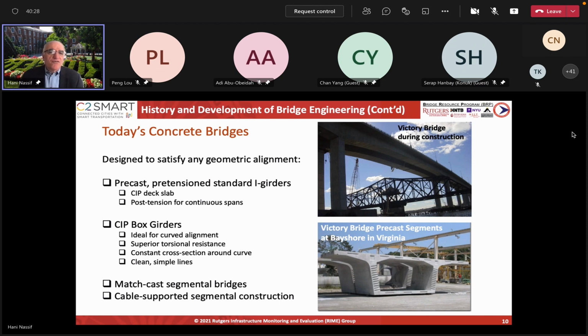So for today's concrete, I just put the Victory Bridge because this is one of the signature bridges in New Jersey. Among all the bridges, I think this is an excellent design. It was done by FIG and constructed by George Arms Company. And I think you have to give credit to the DOT at the time, the NJ DOT, for pushing this.